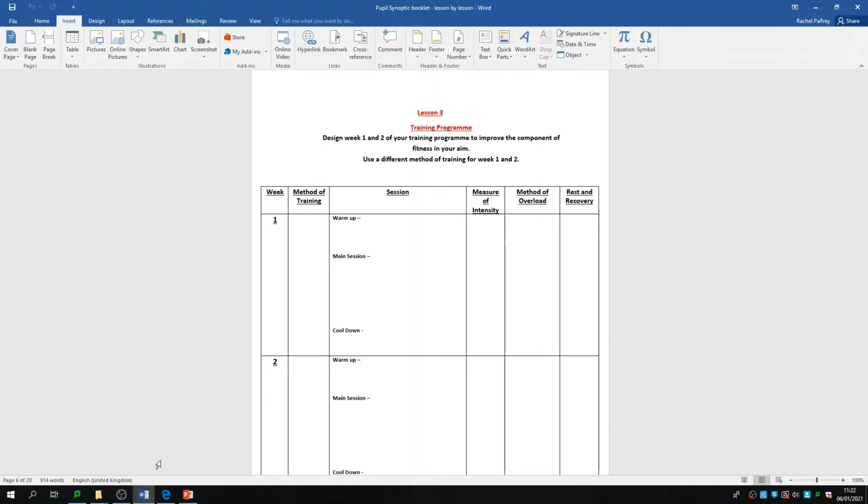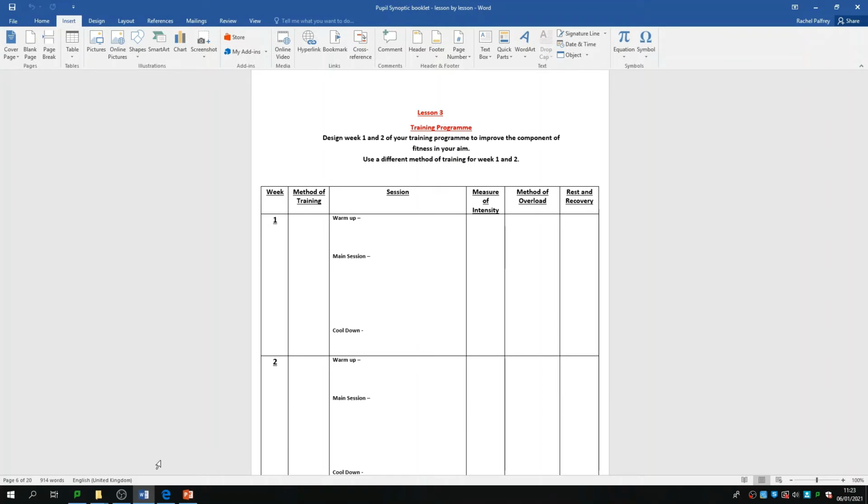Your method of overload. As your sessions go on, this is how you're going to make your sessions harder. That could be through time. If you're doing circuits and you start at 30 seconds at each station, you could increase it to 40 seconds, 50 seconds. And if you are doing sprints, you could be doing 10 sprints and then a break. For your method of overload, you could increase it to 12 sprints, then a break, then 14 sprints.